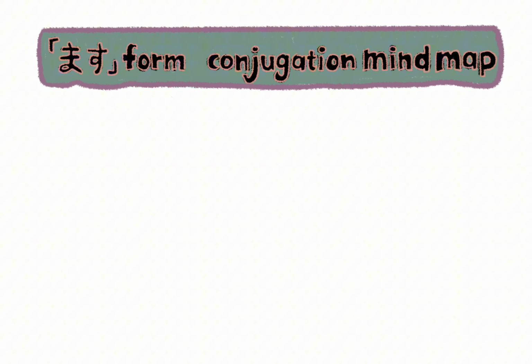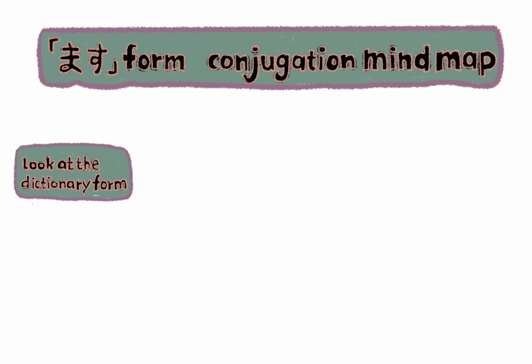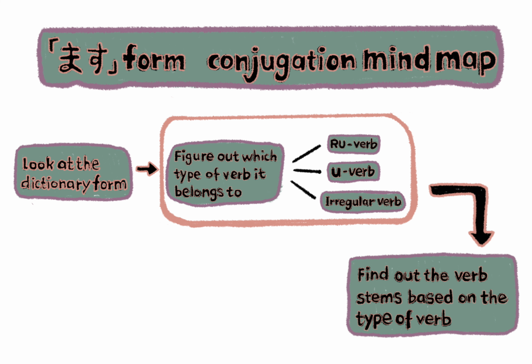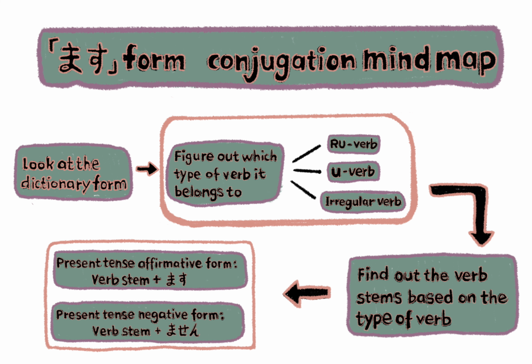Let me summarize what we have learned today in a mind map, and you will find it's not as hard as you think it is. First, we look at the dictionary form, and then we figure out the verb type using the method you have learned today. After you know the verb type, you determine the verb stems of that verb based on the verb type. And then you apply the conjugation rules.